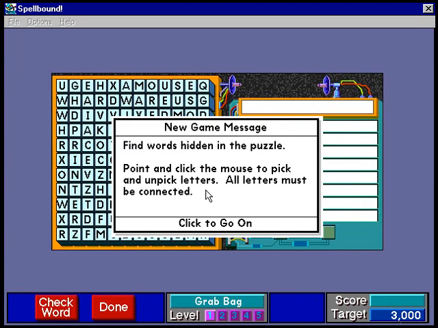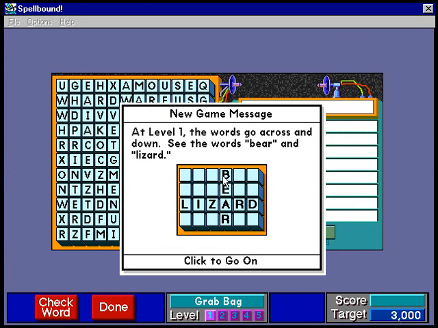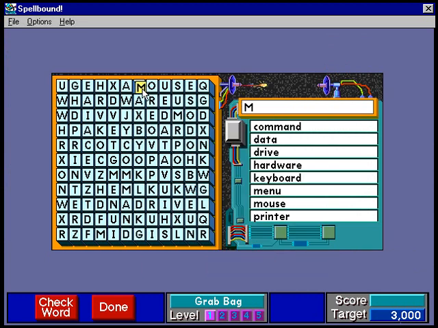Find words hidden in the puzzle. At level 1, the words go across and down. See the words bear and lift.